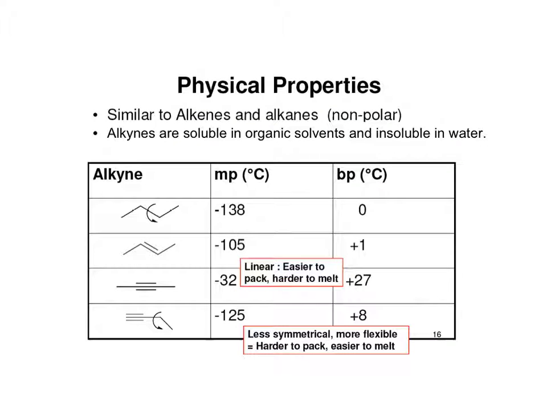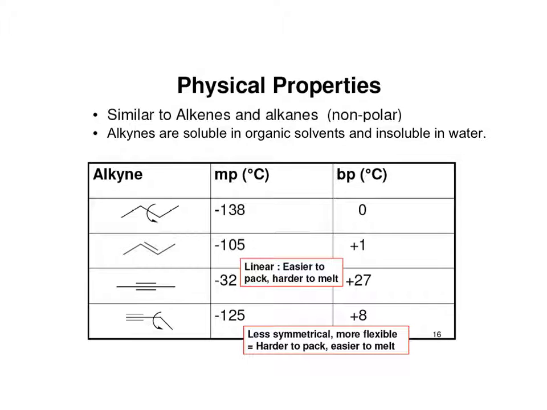The physical properties of the alkynes are similar to the alkanes and alkenes because they are all nonpolar molecules, so they have relatively low boiling points and melting points, and they are not soluble in water. In general, alkynes will follow the same trends that we see for the alkanes and the alkenes, where the boiling points will increase with the number of carbons and decrease with the branching.